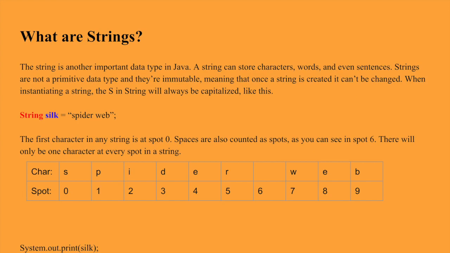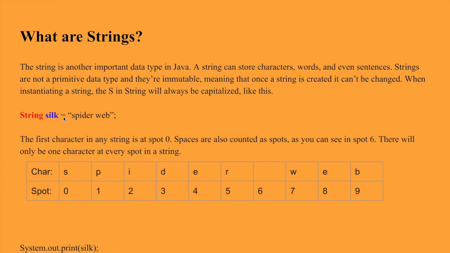First, the string. What are strings? The string is another important data type in Java. A string can store characters, words, and even sentences. Strings are not a primitive data type. They're not like ints, doubles, or booleans, and they're immutable, meaning that once a string is created, it can't be changed. When instantiating a string, the S in String will always be capitalized like this.